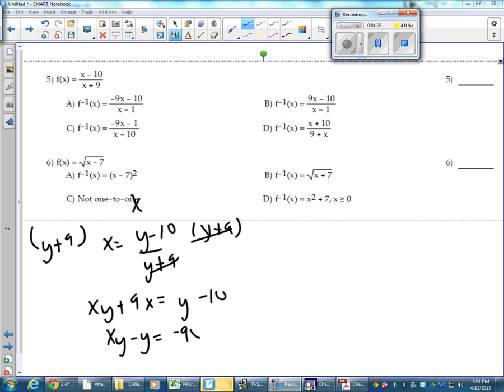Negative 9x minus 10. Both of these have y, so I'm going to factor out a y, so y times x minus 1, that'd be what I get if I took a y out of both of these terms, equals negative 9x minus 10, and divide by x minus 1. So my answer would be negative 9x minus 10 over x minus 1, which would be A.